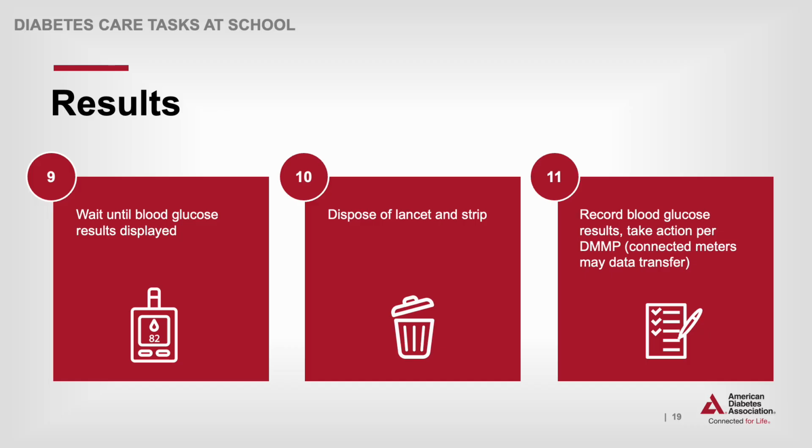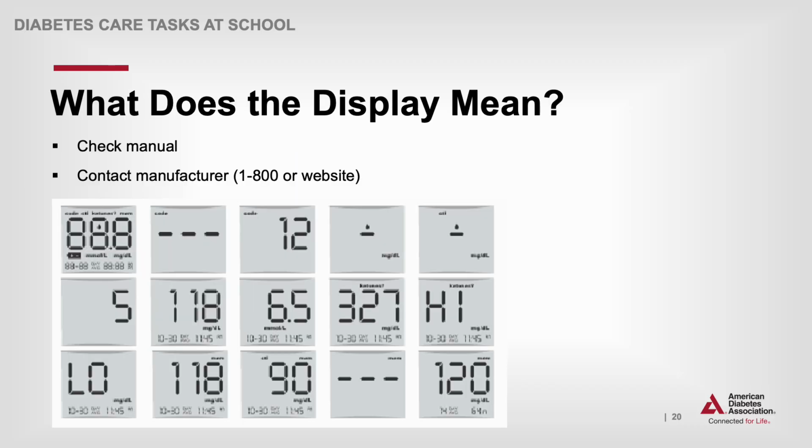Number 11. Record blood glucose results and take action as per the DMMP. Meters do not only display numbers. Some display low or high for out-of-range readings. Some of them also display specific error codes that may indicate problems like an insufficient blood sample or that the temperature is out of range. You will need the meter manual to respond to these error codes.